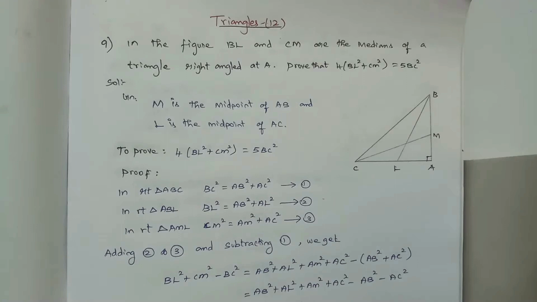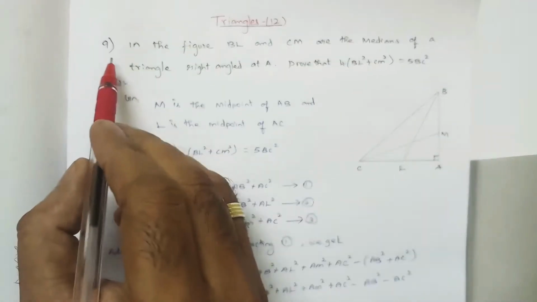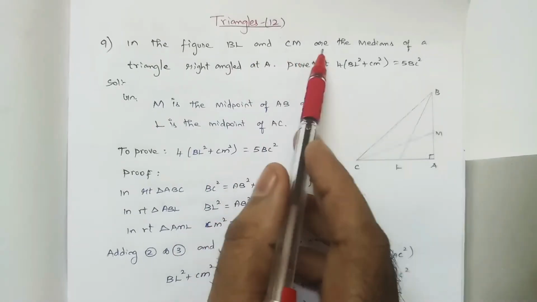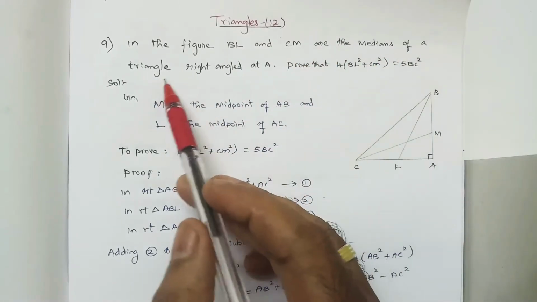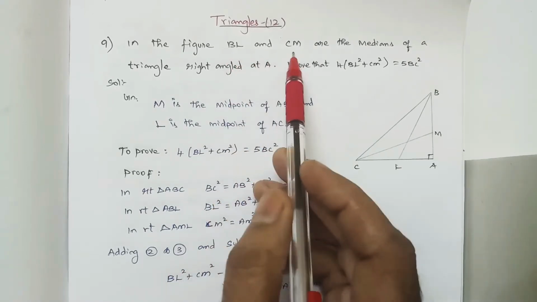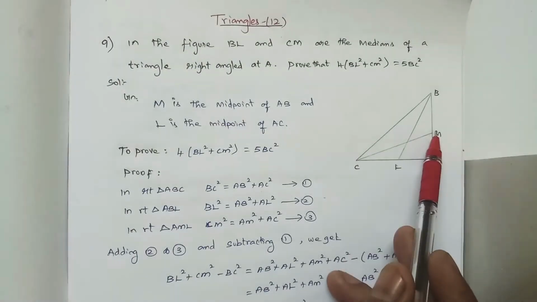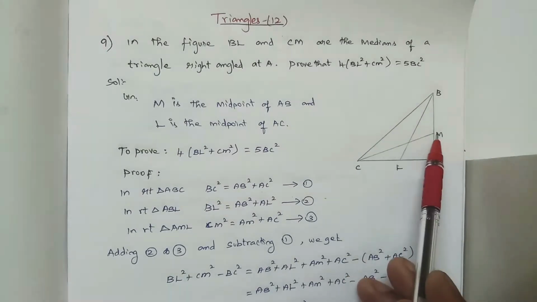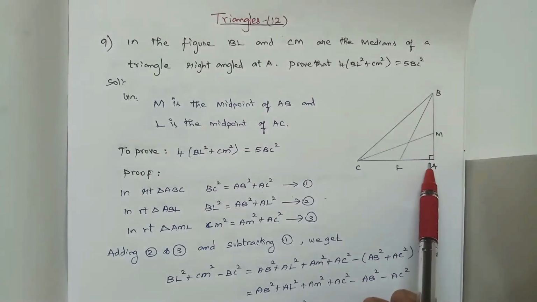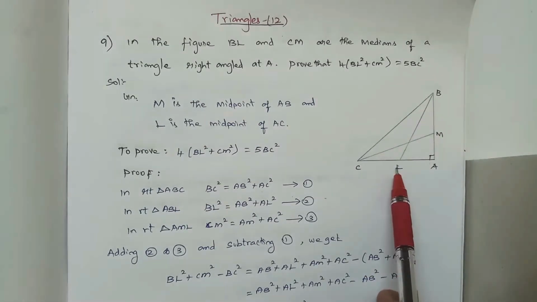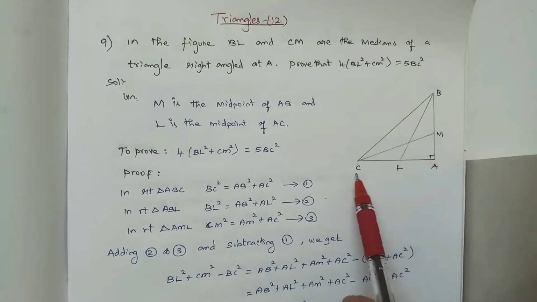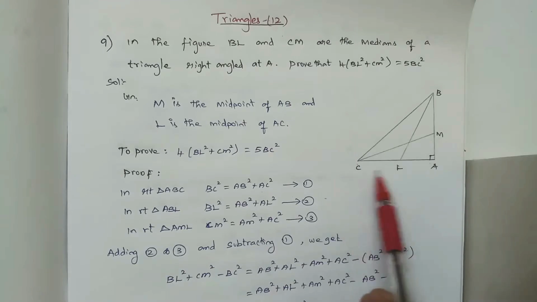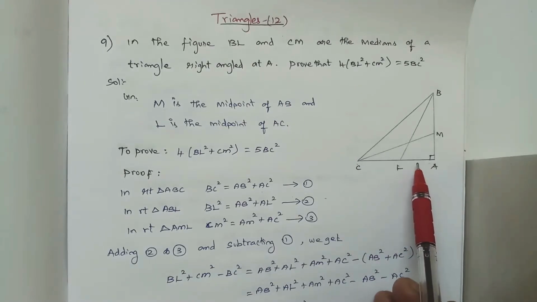Sum number 9, already we have completed 8 sums. Sum number 9, the given figure. In the given figure, BL and CM are the medians of a triangle right angled at A. BL and CM are the medians. That means L is the midpoint of AC and M is the midpoint of AB. Since BL is a median, L is the midpoint of AC. Then how can we write? CL is equal to LA and CL is equal to half of AC.